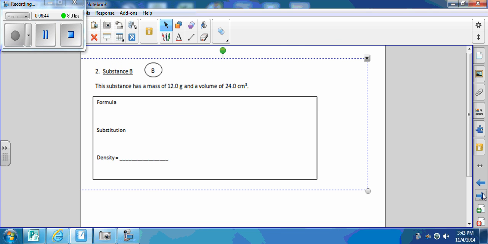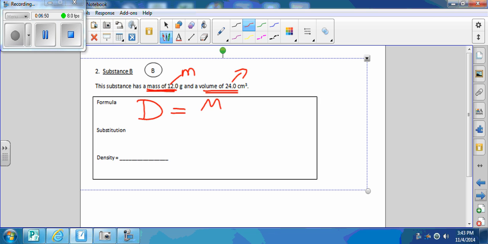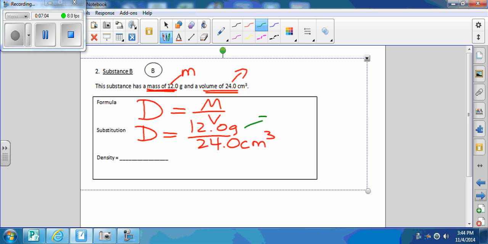This one is substance B. The mass is 12 and the volume is 24. Density formula doesn't change. Mass over volume. You got a point for that. You substitute. Instead of mass or M, we put 12 grams. Instead of V, we put 24.0 centimeters cubed. What number goes in the calculator first? You are right. The number on the top goes in the calculator first. 12 divided by 24, 0.5 grams per centimeters cubed. You could see this, 12 over 24, that's like half. So make sure your answers make sense.